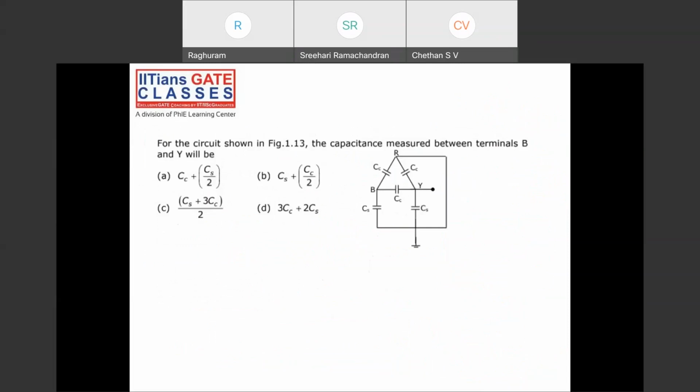Okay, find this one. For the circuit shown in the figure, find the capacitance measured between B and Y terminals. Everyone, option A, B, C, D.